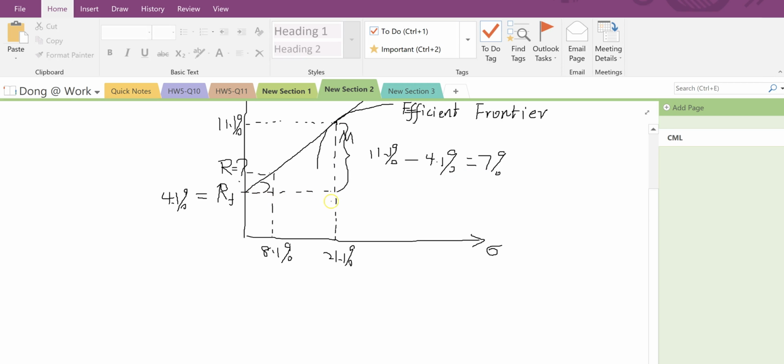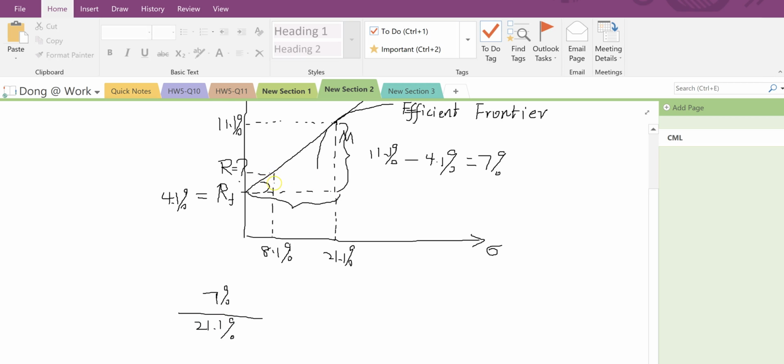And this base here, obviously that's given. That's basically the standard deviation of this market portfolio. So that's 21.1%. So one way to express the slope of this angle is simply the rise divided by this base. And the rise is 7%, and the base, 21.1%. So that's one way.